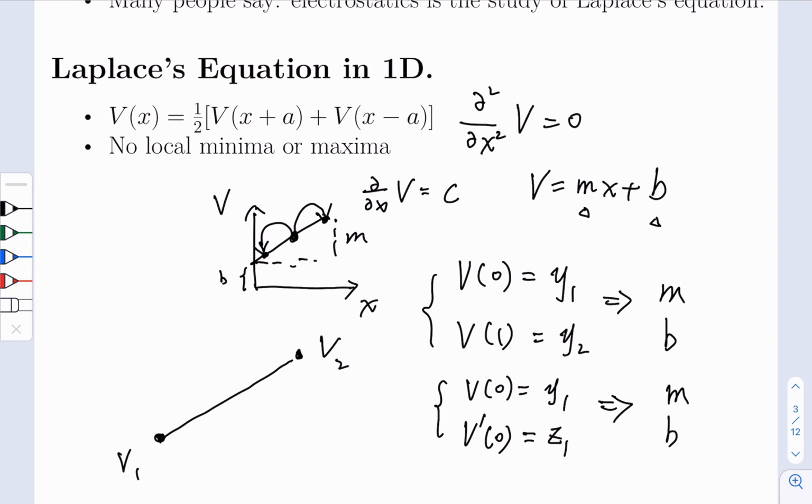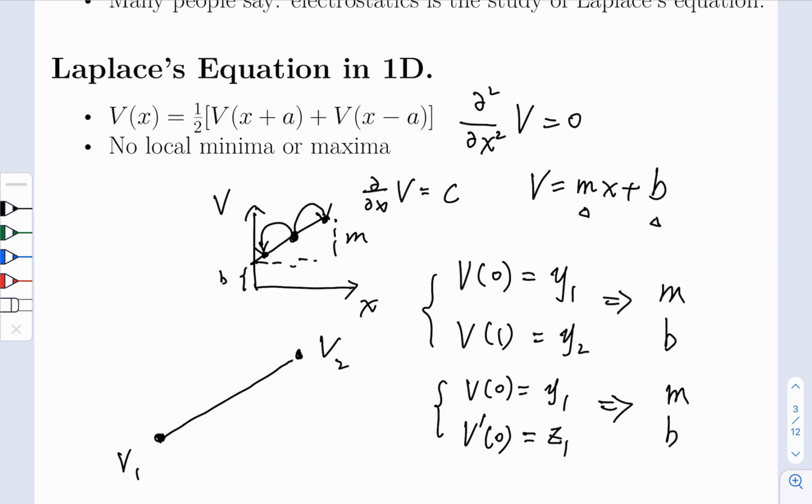If we specify the boundary condition at 0 and 1, then that can solve the m and b. Alternatively, we can specify the value at 0 and the slope at 0, and that will also give us m and b. To conclude, as long as we have two conditions, we can solve for m and b.